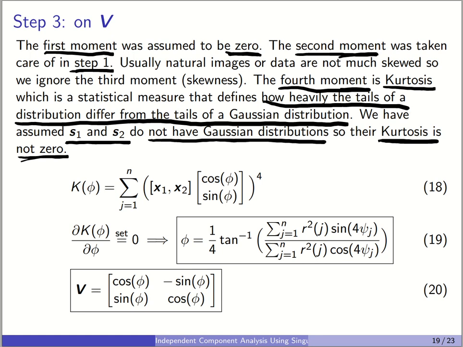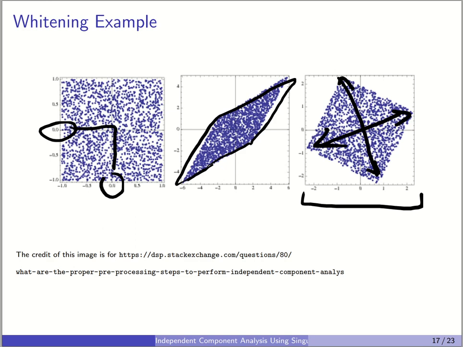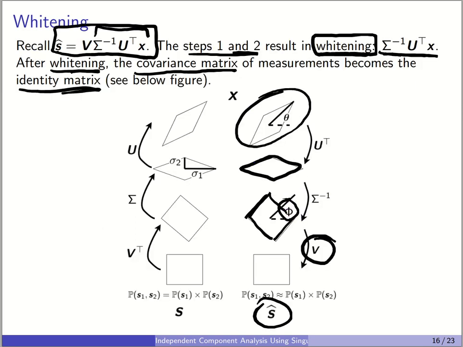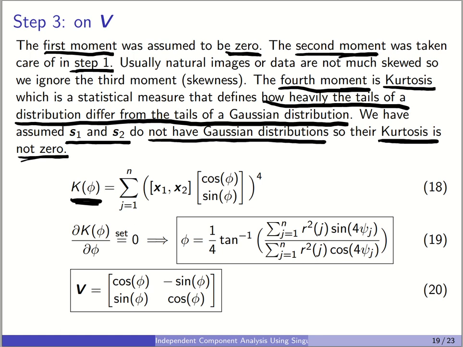So as we assume they are not Gaussian, they have kurtosis, and the kurtosis is a function of phi. And what was phi? Phi was the angle for this. We sum over the n samples that we have in the measurements, and we have this because of the rotation. This is because of the formula of kurtosis, this power 4. We take the derivative, we set it to 0. After some computations, we will see that phi is calculated as this, equation 19.